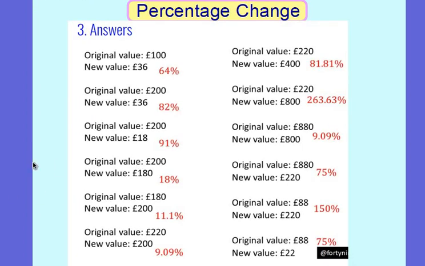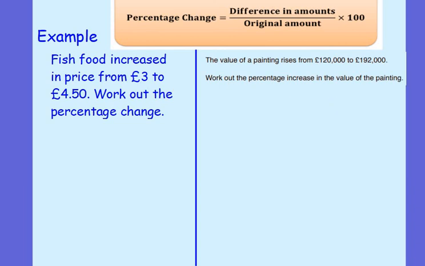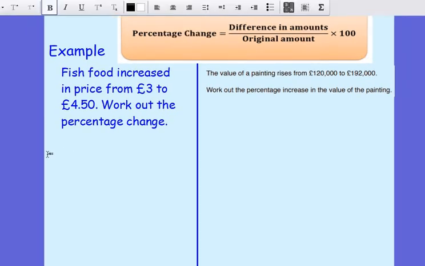And these are the answers I was looking for. Please check how you did. So sometimes they're going to throw in some worded questions, but the formula still applies. I've been asked if the fish food is increased in price from £3 to £4.50, work out the percentage change.